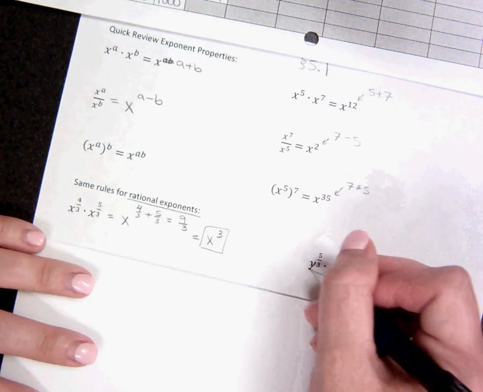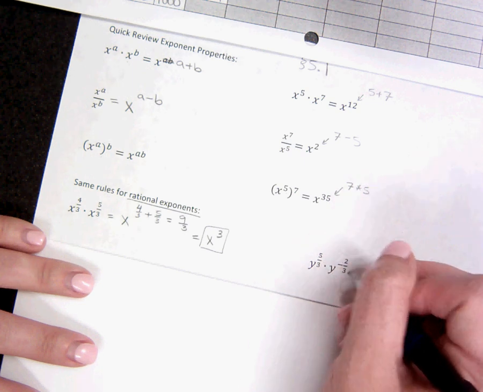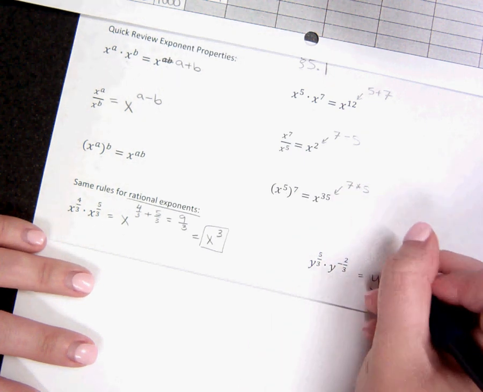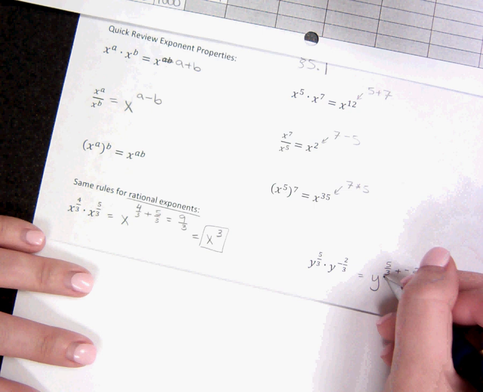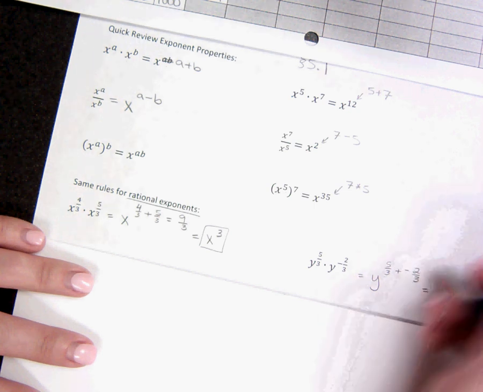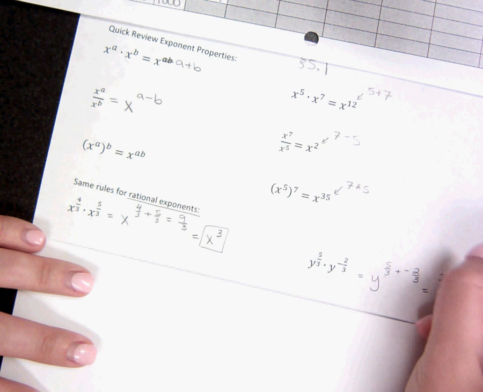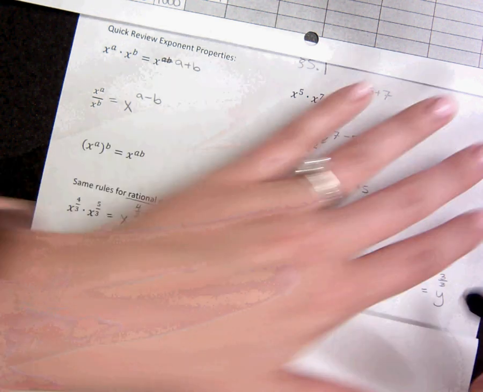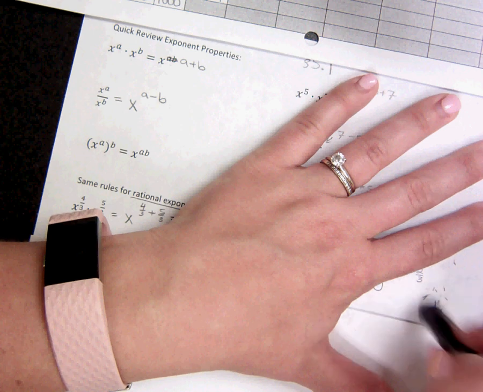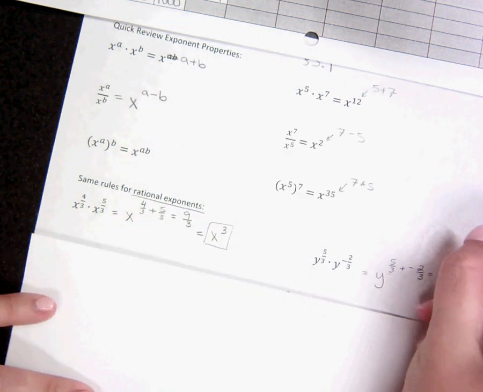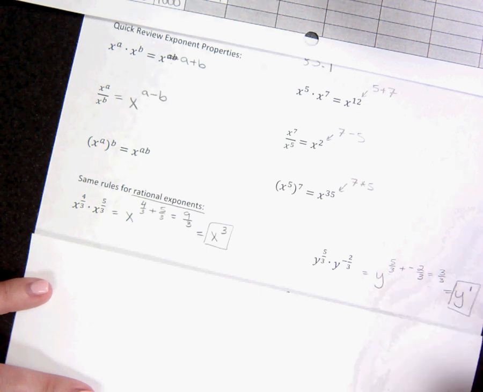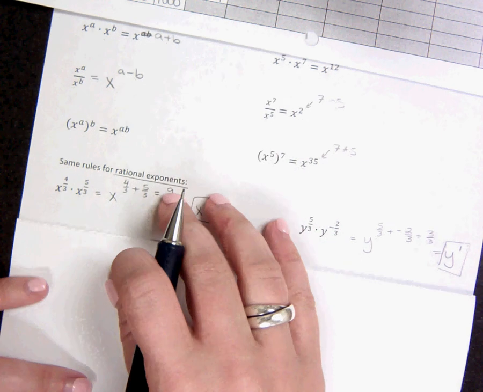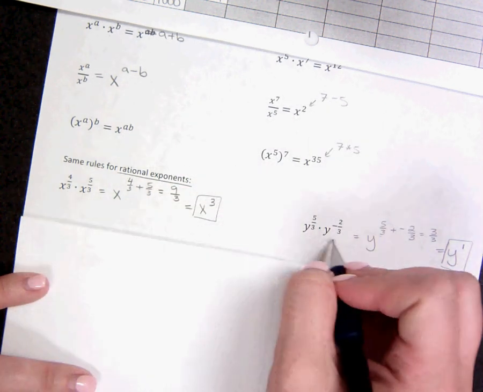Same idea here. If I have y to the 5/3 times y to the negative 2/3, it would be y to the 5/3 plus negative 2/3. Because the denominators match, I would do 5 plus negative 2, which is 3. And 3 divided by 3, I did not write that very well, this would be 3/3 for a final answer of y to the 1st power, or just y is fine as well. So we add the powers if we're multiplying the same base. The bases have to match for that.